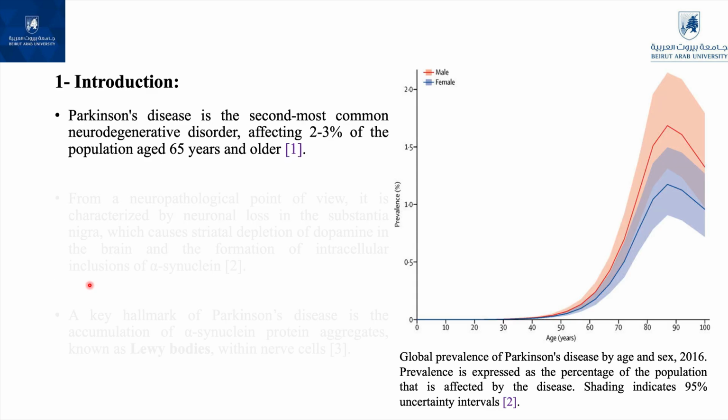First of all, Parkinson's disease is the second most common neurodegenerative disorder, affecting 2 to 3% of the population aged 65 years and older. Here in this graph, you can see the global prevalence of Parkinson's disease by age and sex in 2016. We can notice that the prevalence of Parkinson's disease peaks at 85 years old.